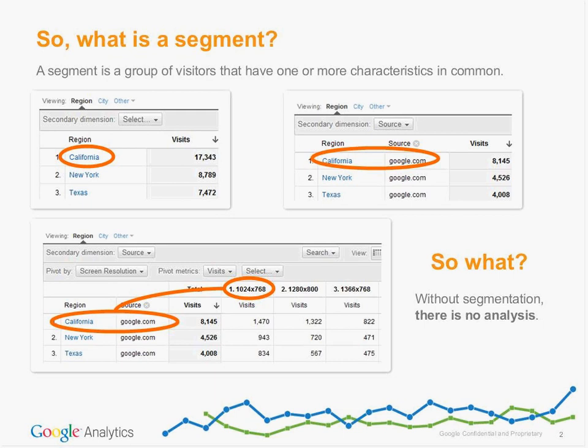There can be almost any number of dimensions that we are grouping visitors by. So you can see in the bottom left example that the segment we're looking at is those from California who came from Google as opposed to any other traffic source, and who had a specific monitor size. And you can see that visitor segment is considerably smaller than the general one of California, and of course much smaller than your overall visitor group.